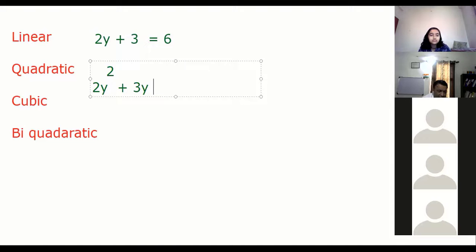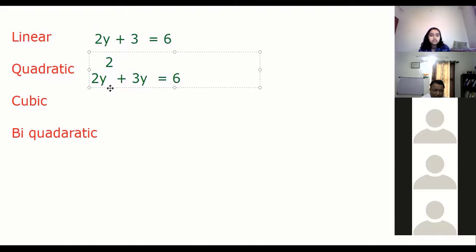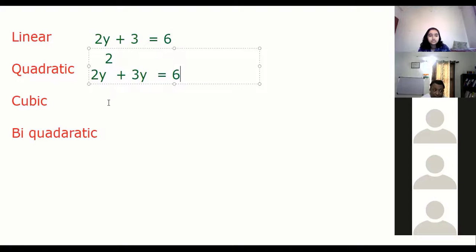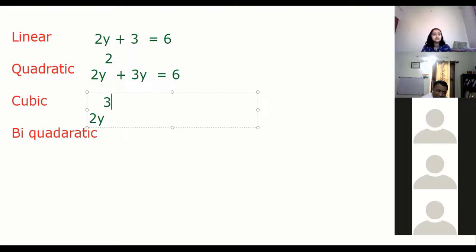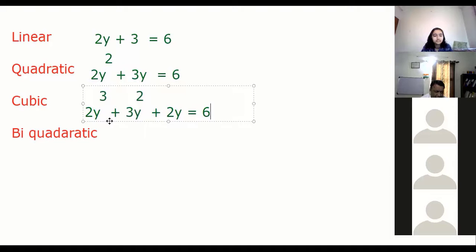Plus 3y equal to 6. I'm just writing something else. It may not be the actual solvable polynomial. What is the cubic one? 2y cube plus 3y square equal to 6. Very good. Dhruv is giving exactly the symmetrical way. Not necessary to be symmetrical, but we're just writing to make it easy for you. Tell me biquadratic, Slesha.